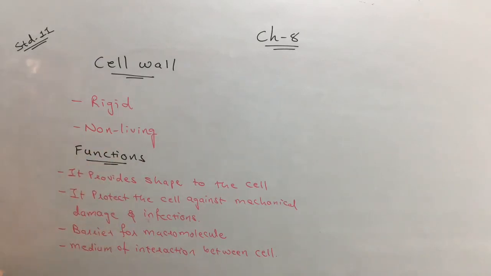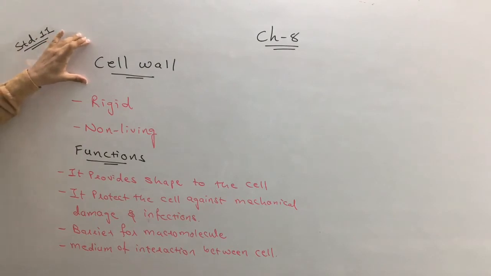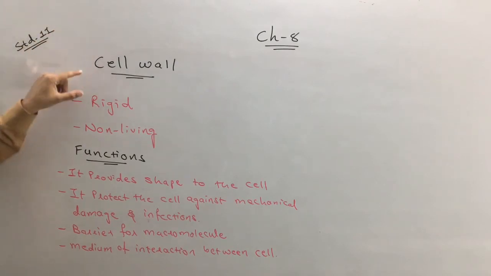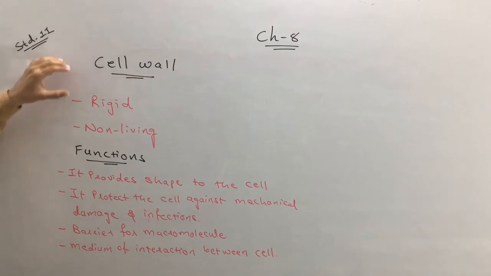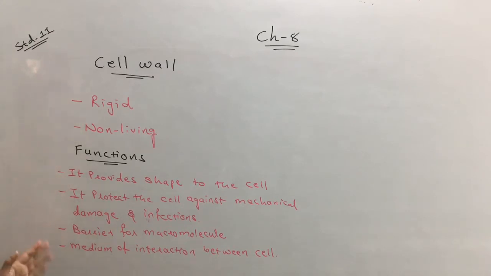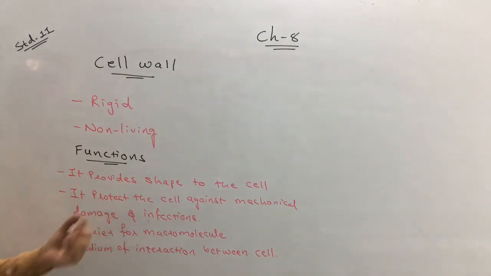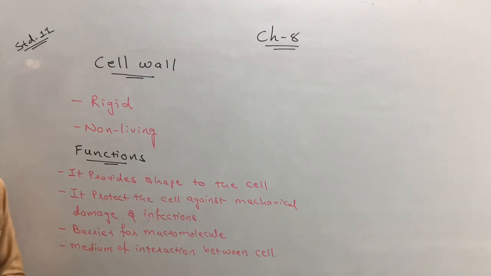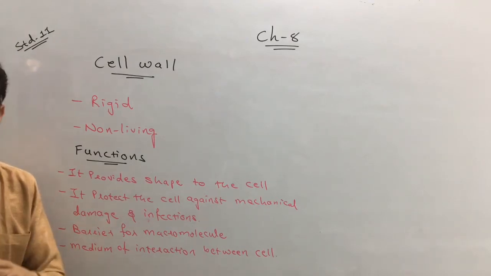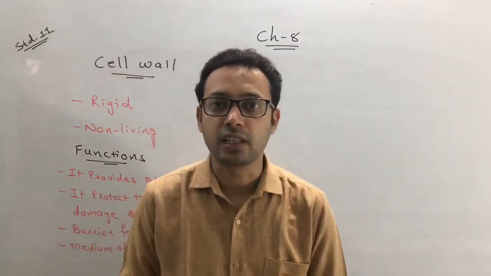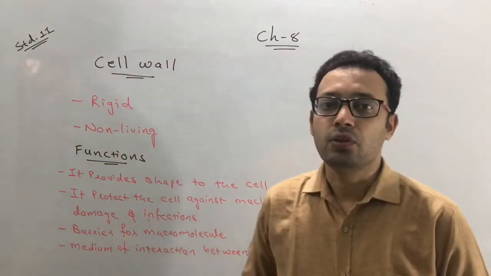I again repeat, what is a cell wall? The cell wall is found in the plant and the bacterial cell, but it is absent in the animal cell. It is a rigid, non-living structure, and these are the functions. It provides shape to the cell. It protects the cell against mechanical damage and infections. It acts as a barrier for macromolecules, meaning large compounds. And the fourth, it acts as a medium of interaction between the cells, so it helps in the communication between the cells. So these are the functions of a cell wall.